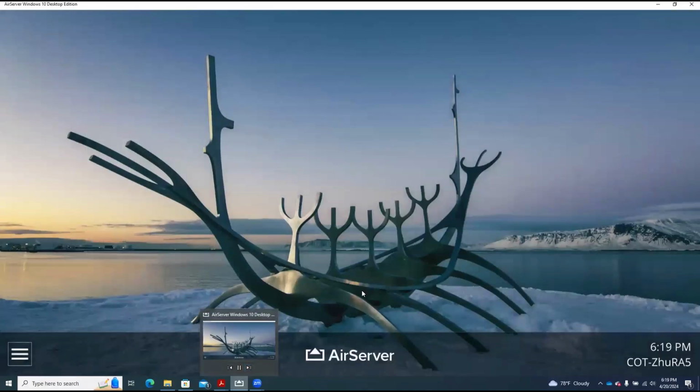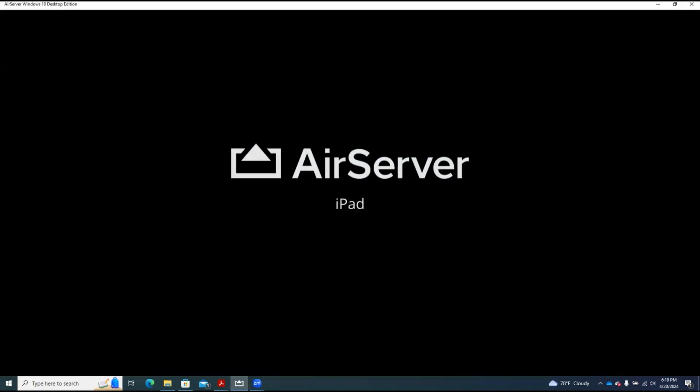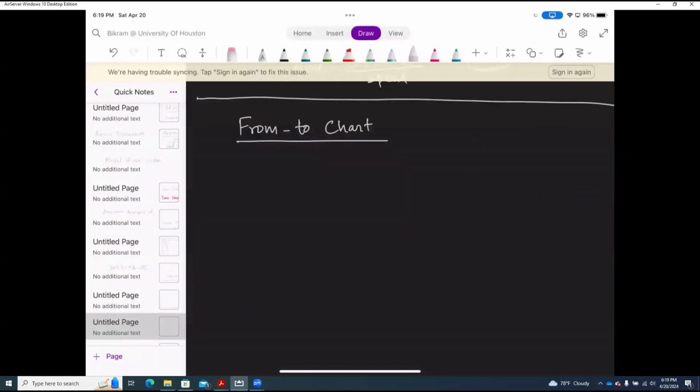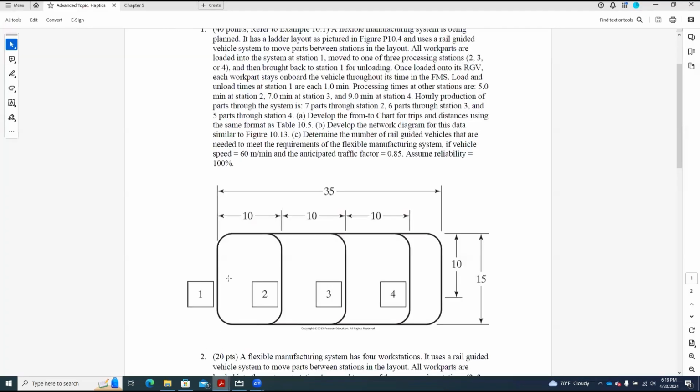For the from-to chart, we need parts and distance. Those are the two things we need. That means how many parts go from 1 to other stations, from 2 to other stations, from 3 to other stations, and what distance is covered. Here the distances are given like this.